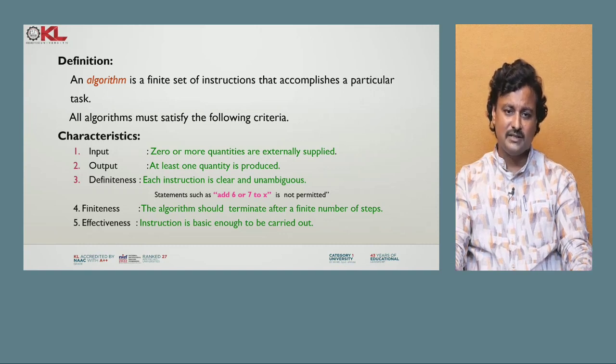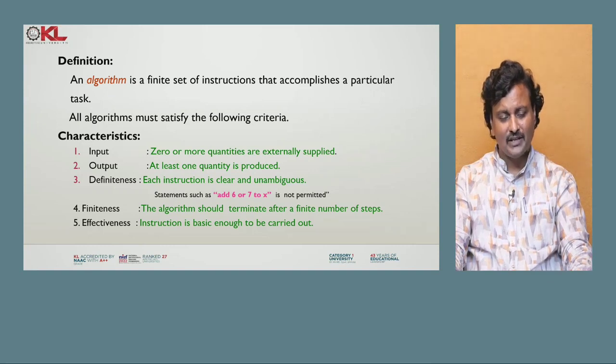All algorithms must satisfy the following criteria. There are few set of characteristics which each and every algorithm or each and every program has to satisfy. So the algorithm will help you how effectively you can write the program, whether you can write a program or not. An algorithm will give you an overall view of whether you can solve a particular problem or not.